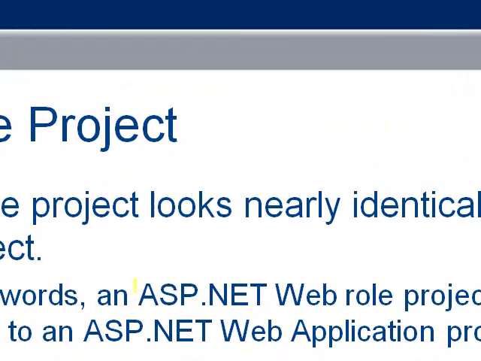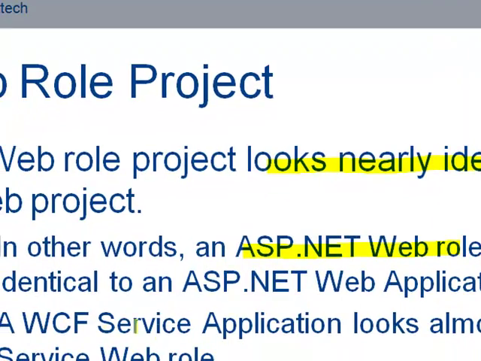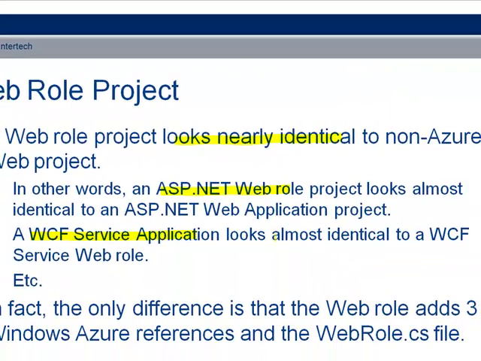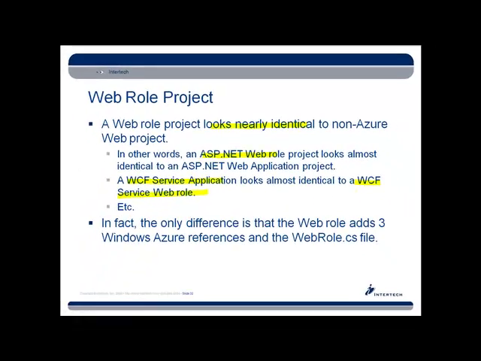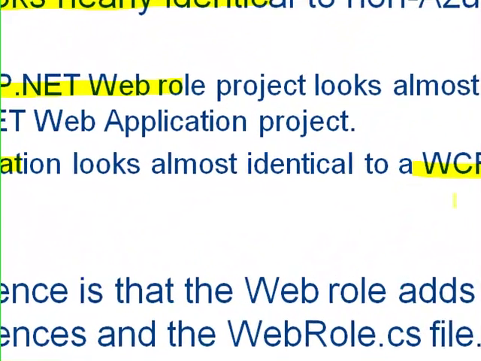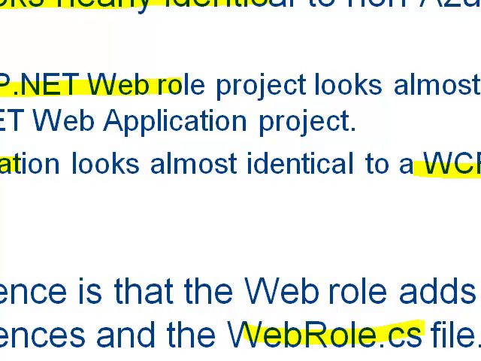Now again, a web role project looks pretty much identical to a non-Azure web role. In other words, if we were to look at an ASP.NET web role and compare that to an ASP.NET web application, we'd find they're nearly identical. Similarly, if we were to look at a WCF service application, we'd find that looks almost identical to a WCF service web role. So these web role projects look very, very similar to their non-Azure counterparts. In fact, the only difference, as we saw in our Hello World example, is the fact that in the web role we'd see 3 additional Windows Azure references and that web role CS file that is also added.